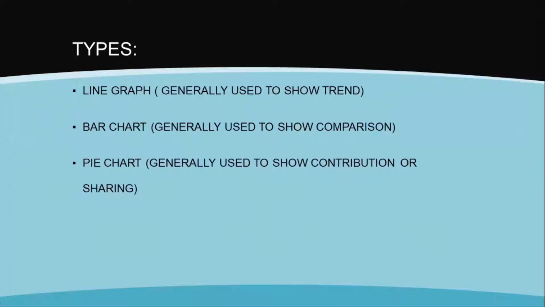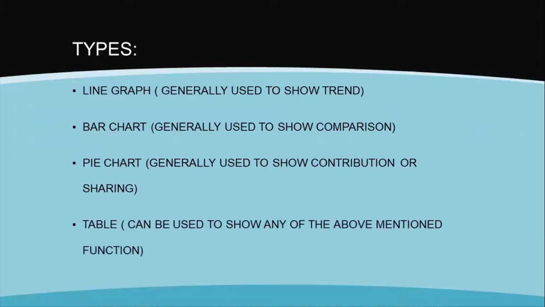Then there can be a pie chart. Pie charts are generally used to show contribution, or the percentage of contribution, or sharing, or something like that. Okay, then there can be a table. A table serves almost everything, like trend, comparison, contribution. It can accommodate everything. Okay, so these are some of the types. They can be a process, diagram, or flow chart, or there can be a picture, or a map. These are some of the types of task 1 which you can expect in your writing examination.